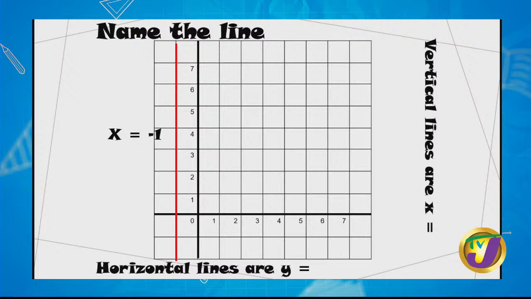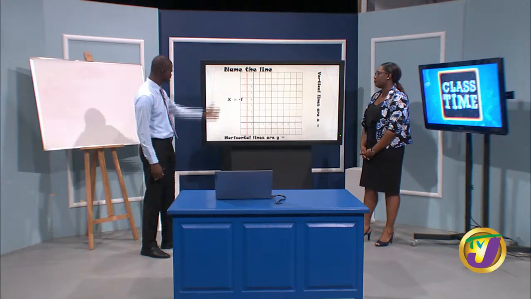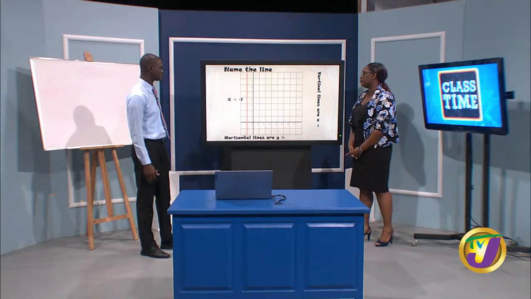So it means that anywhere on this line, the x value will be negative 1. So if I want to find the point negative 1, 5, it will fall on this red line. If it is negative 1, 7, on the same line. So anywhere on this red line, the x value will be negative 1.